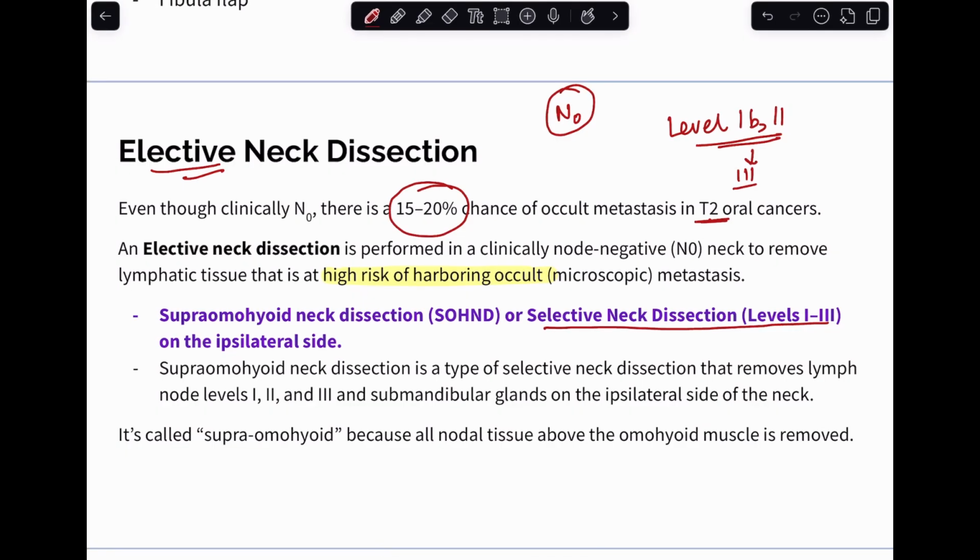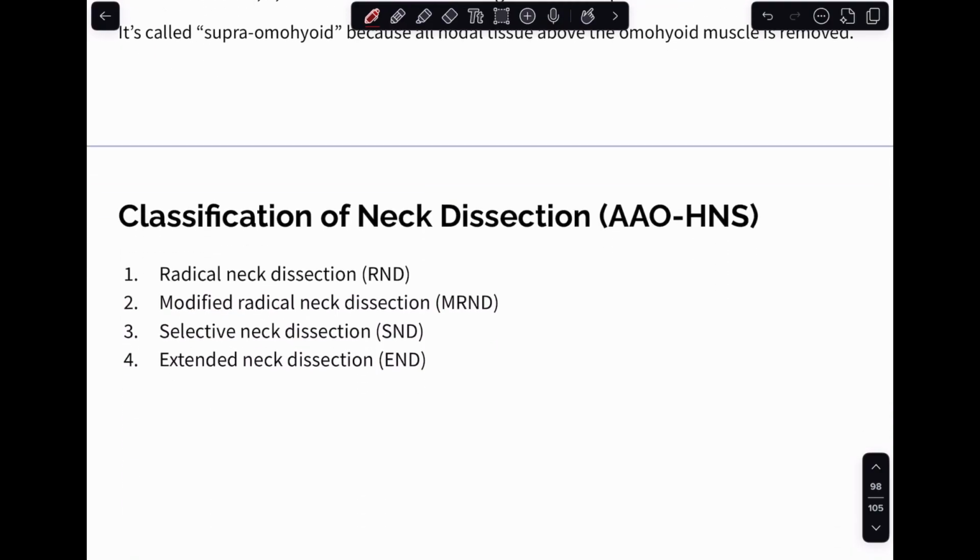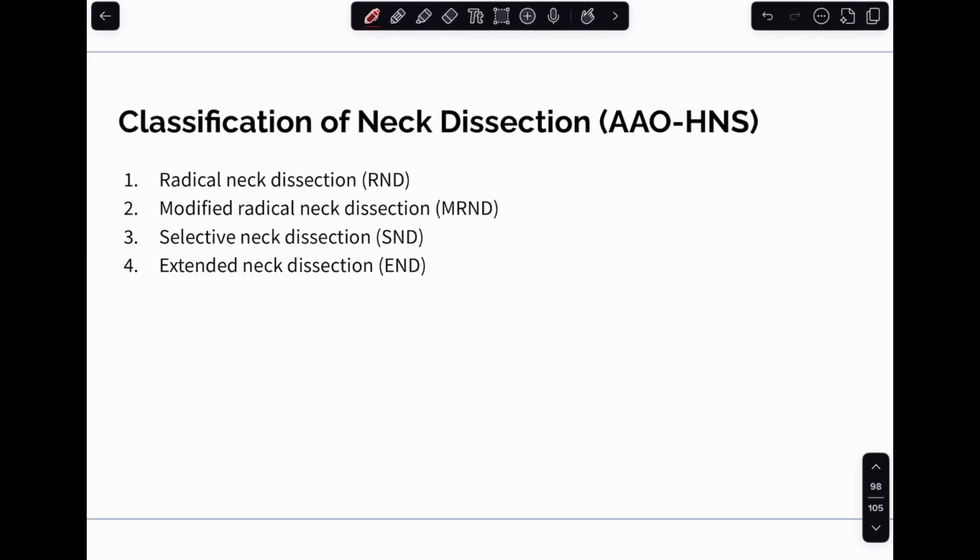Next question after this is, what are the different types of neck dissection that you know? According to the AAO-HNS classification, neck dissection can be classified into 4 types: radical neck dissection, modified radical neck dissection, selective neck dissection, and extended neck dissection. And these are all very important viva questions.